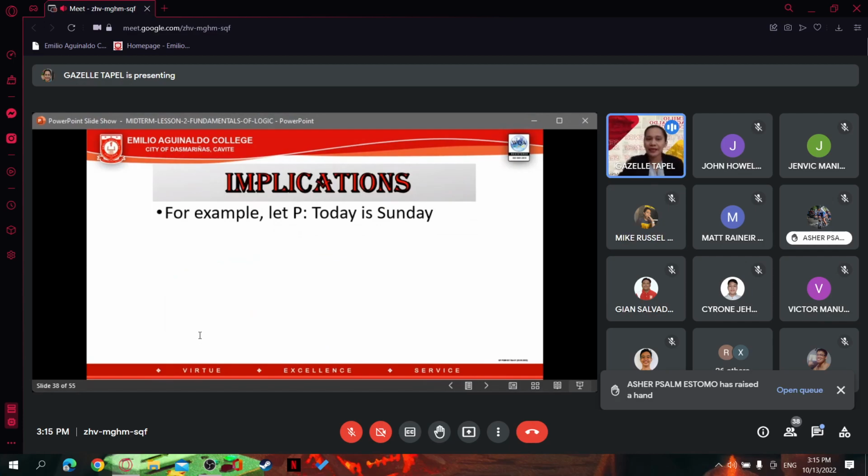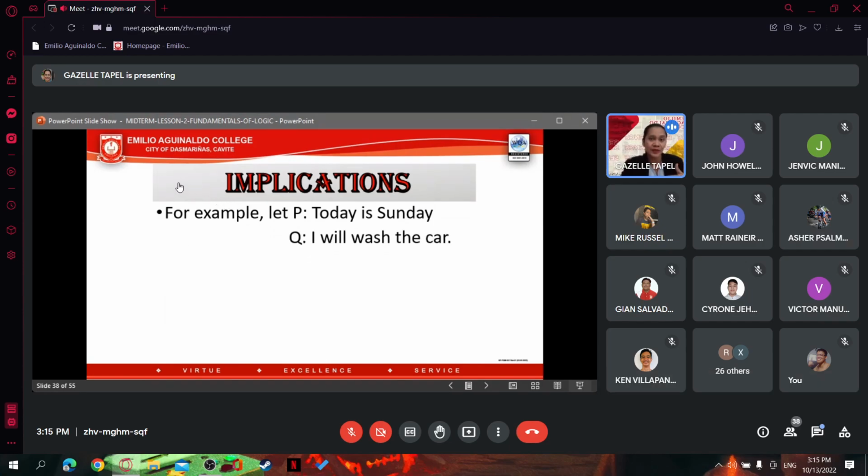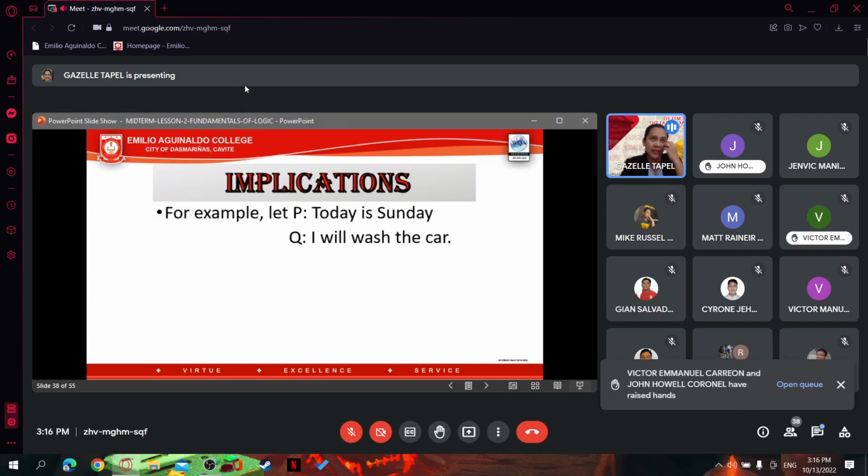For example, let P be the proposition that today is Sunday, and let Q be the proposition that I will wash the car. So that is the given propositions, right? So can you form a conditional statement out of these two given propositions? Kanina, baliktad. Binigay ko yung statement, the conditional statement, tapos kinuha natin yung hypothesis and the conclusion. This time, ibibigay ko yung P and yung Q, then you're going to form a conditional statement out of that given. Okay? Using the if, then form. Yes, Alan?